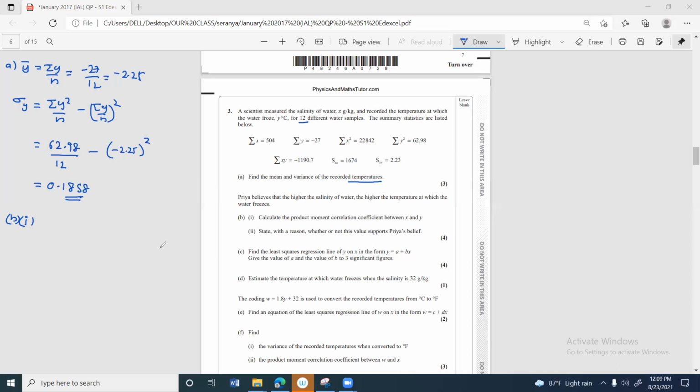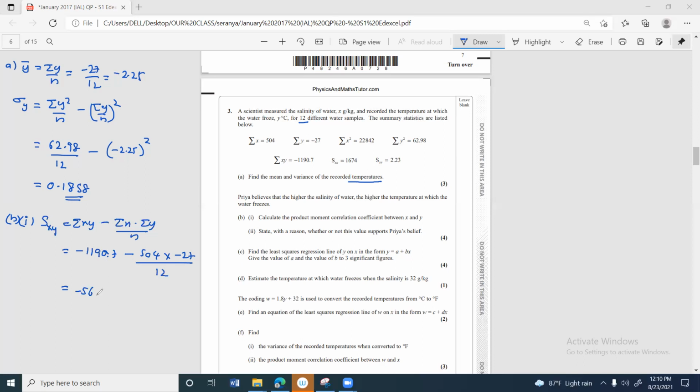Right, okay. Now look at this. To find the product moment correlation coefficient, we should know SXX, SYY, and SXY, which is not there. So initially we need to find SXY. That is summation of XY minus summation of X into summation of Y divided by N. Summation of XY was already found: 1190.7 minus summation of X, which is 504, times summation of Y, which is minus 27, divided by 12. So you get SXY as minus 56.7.